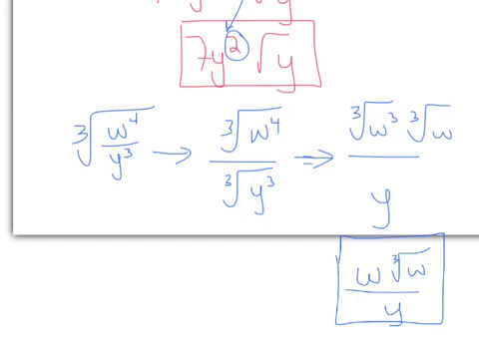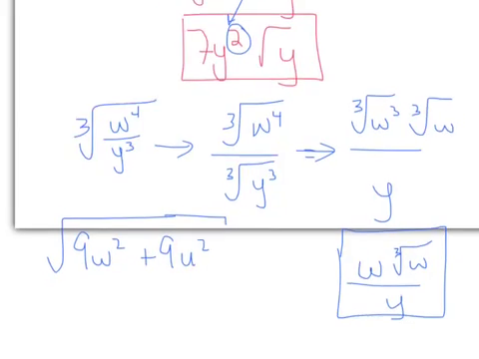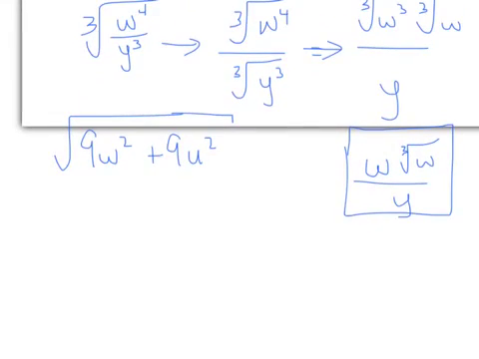Part D says square root of 9w squared plus 9u squared. Now it's really tempting here to make the common mistake and take the square root of each part. But you have to remember, if you have a sum under a radical, you cannot take the individual square roots of each term. You have to have factors. So start by factoring out a 9.